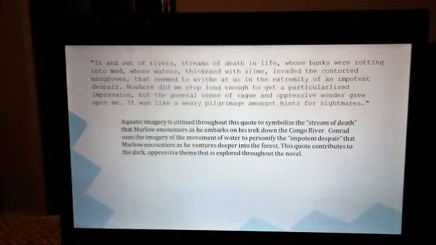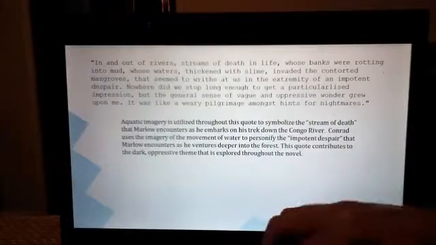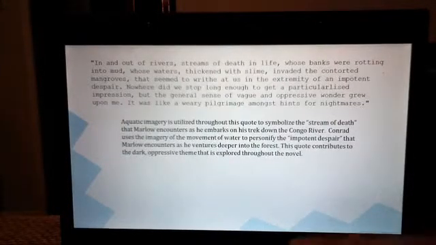So Conrad uses the imagery of the movement of water to personify the impotent despair that Marlowe encounters as he ventures deeper into the forest. This quote contributes to the dark, oppressive theme that is explored throughout the novel.